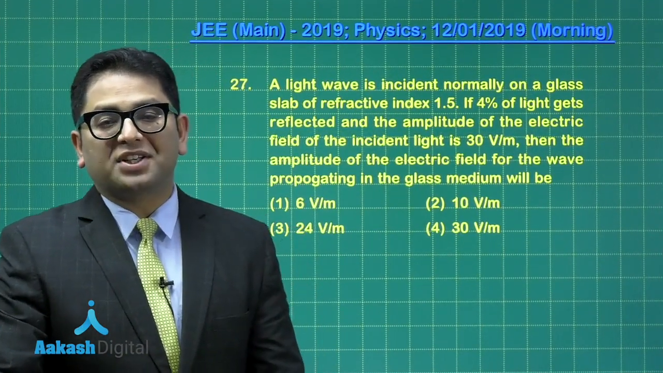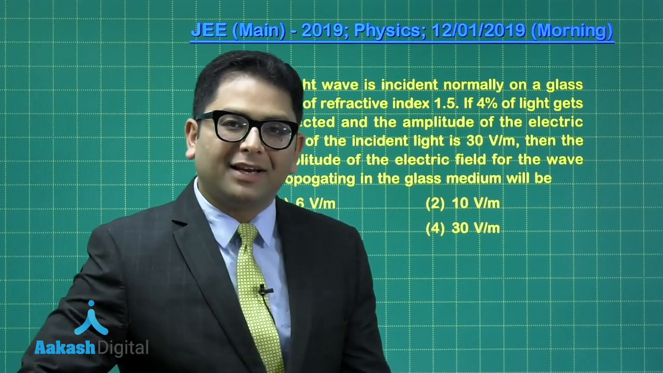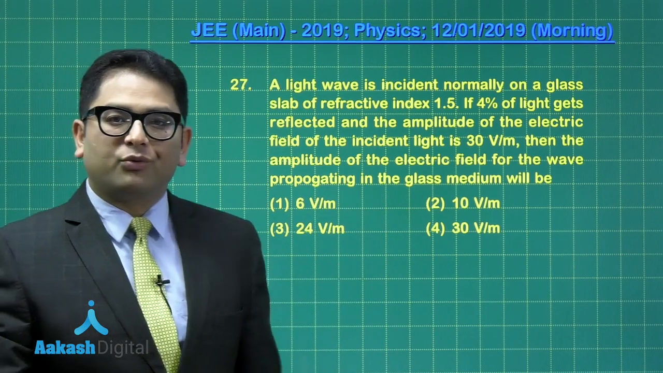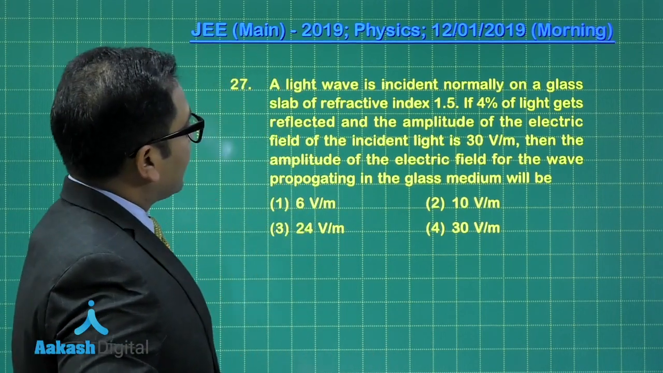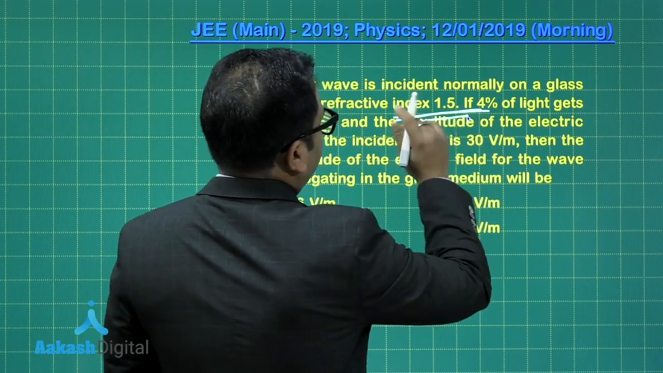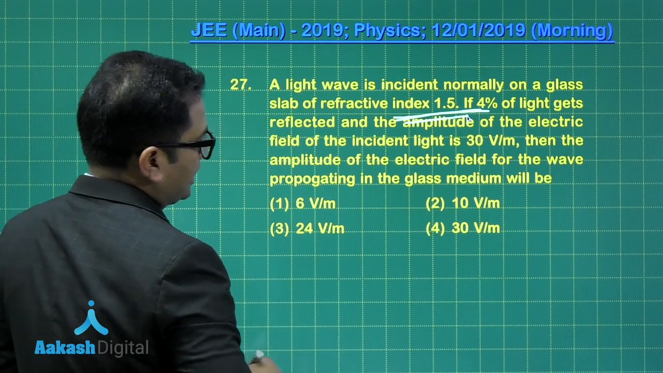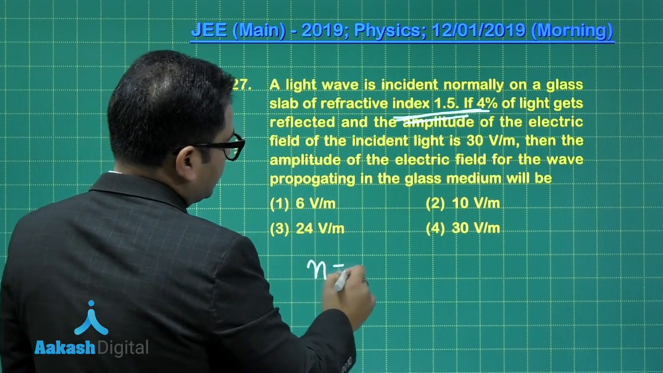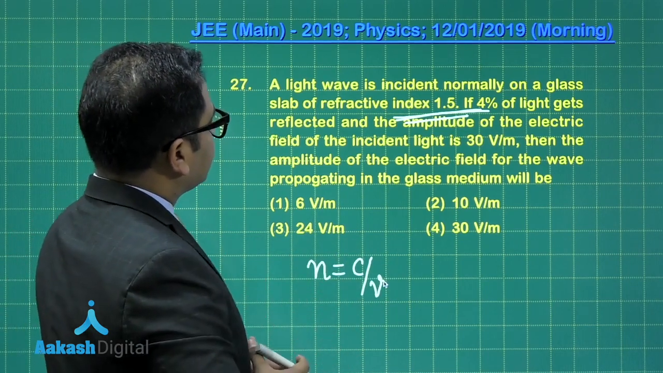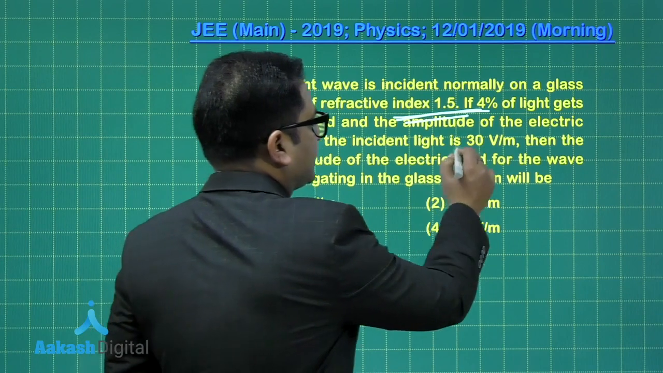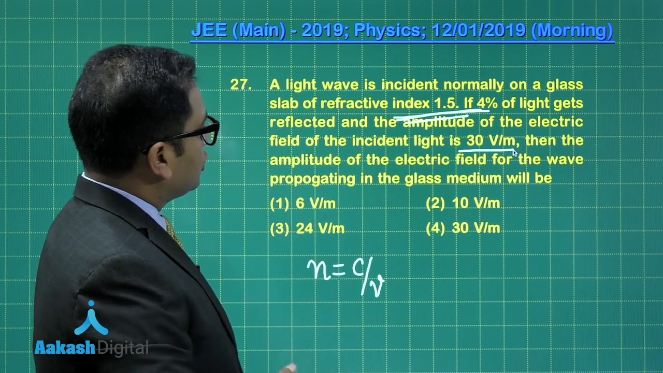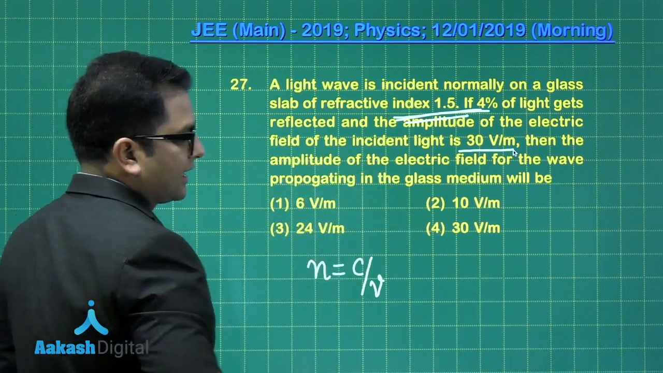All right, question number 27. A next pick from an area which is not there in JEE Advanced. A question from electromagnetic waves. Let's see. It says a light wave is incident normally on a glass slab of refractive index 1.5. So the first thing I can do is n equals c by v. 4% of the light gets reflected, and this is the amplitude of the electric field of incident light. We need to calculate the amplitude of the electric field of the transmitted light.